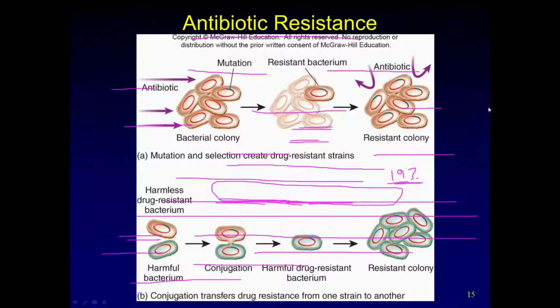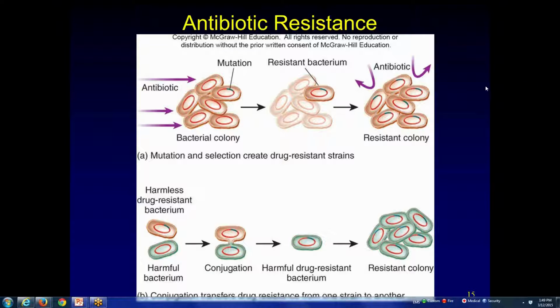This is showing you how antibiotic resistance works. So here we got an antibiotic being exposed to a bacterial colony. One of the bacteria has a mutation. Notice that in blue right there. The resistant bacteria survives and then gives birth or divides through binary fission to create a whole resistant colony. Now they all have the resistant gene here in blue. And that's how MRSA came about.